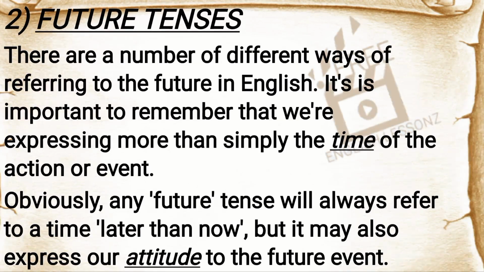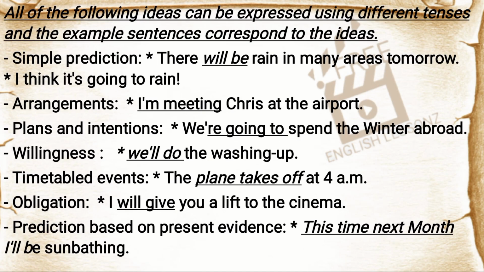2. Future tenses. There are a number of different ways of referring to the future in English. It's as important to remember that we're expressing more than simply the time of the action or event. Obviously, any future tense will always refer to a time later than now, but it may also express our attitude to the future event. All of the following ideas can be expressed using different tenses and the example sentences correspond to the ideas.